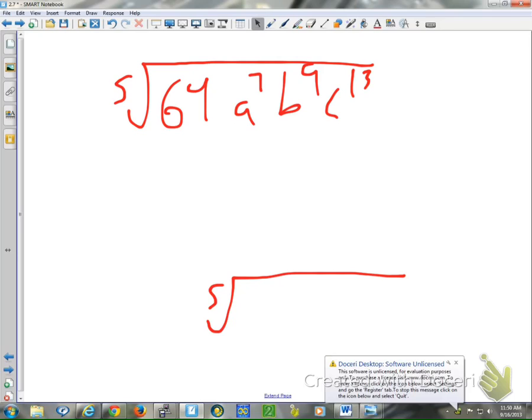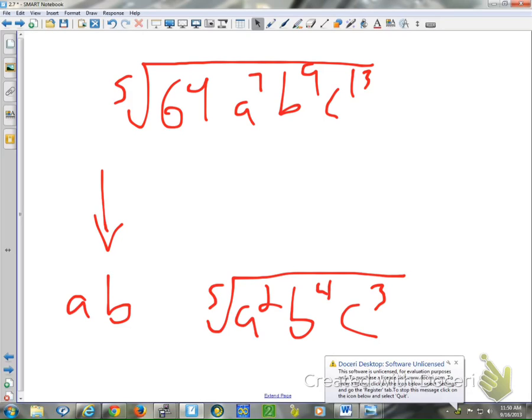What about my letters? What's going to happen to them? A goes to A squared. And stays inside, right? All right. Now B. It goes to B4. And how many do I pull out? What comes out here? B1. That's right. And the C? Is that 13? Yep. C3 is inside. And how many come out? 2. Very good.